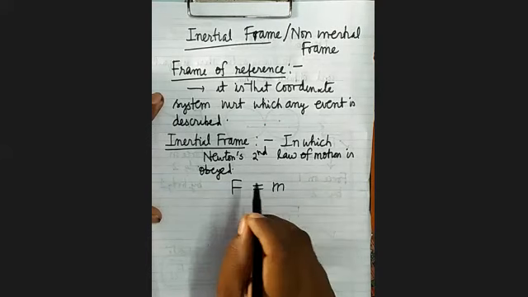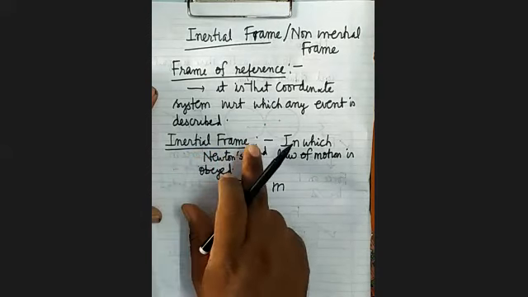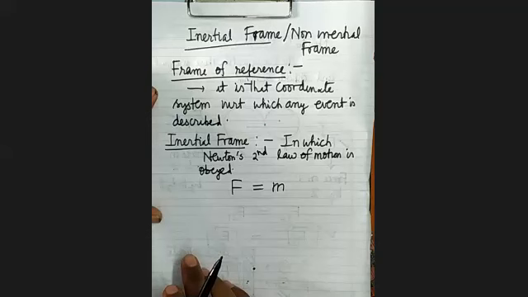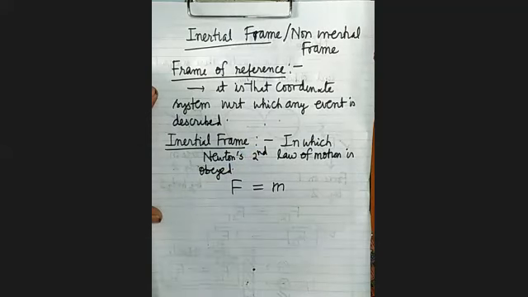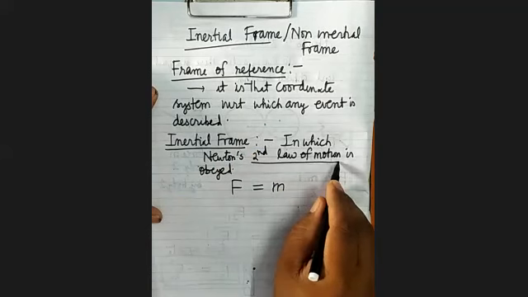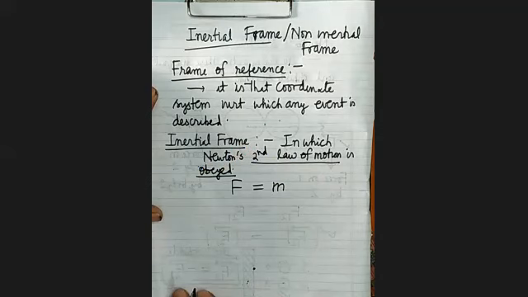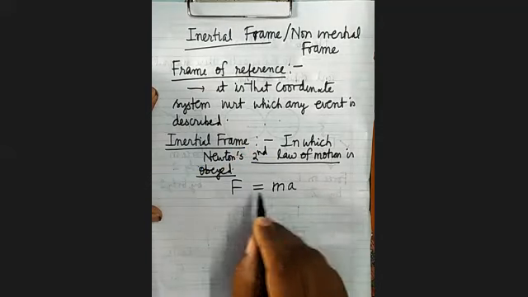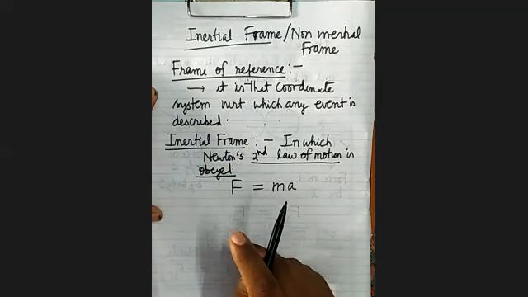Because afterwards we will see that the second law includes the first law as well as the third law. So if the second law is obeyed, then all of Newton's laws are applicable. So what is the meaning of obeying Newton's second law?